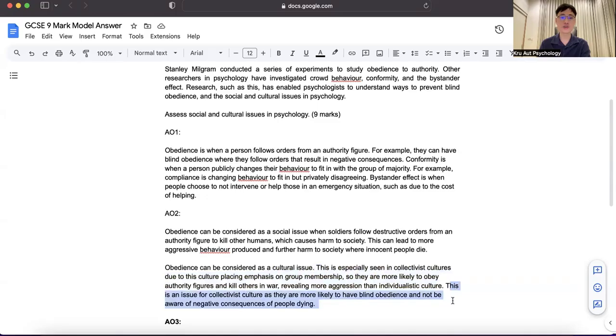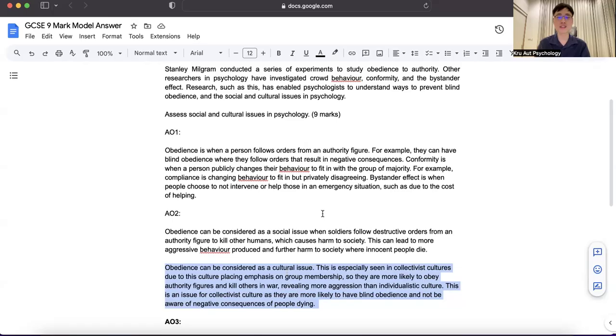So this is an issue for collectivist culture, as they are more likely to have blind obedience and not be aware of negative consequences of people dying. So following the orders, the instructions of authority figures, and not thinking of how it's a problem, how killing others is bad. So this is how we write obedience in terms of being a cultural issue.